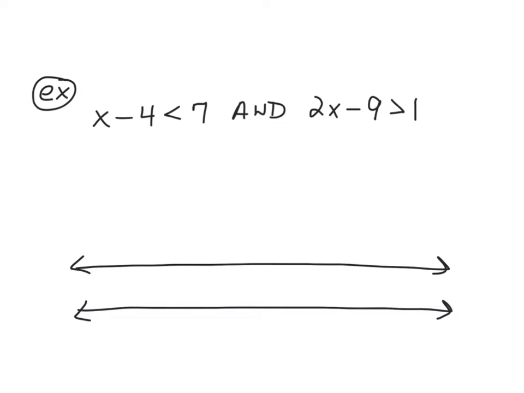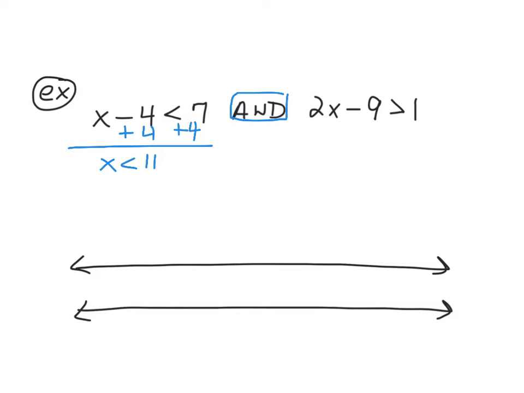This one is an and statement, and we know this is an and statement because it says the word and. Sometimes they look like that, sometimes they don't. With and statements, this one happens to look like it. We're just going to solve this separately. So I would add 4 to both sides over here. I get x is less than 11.